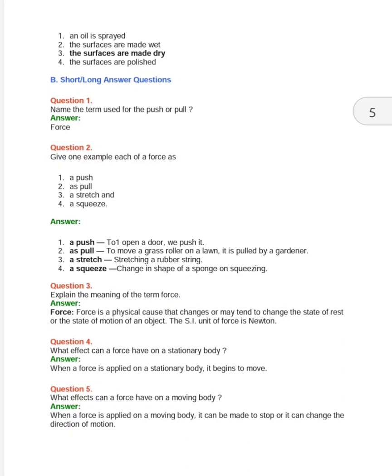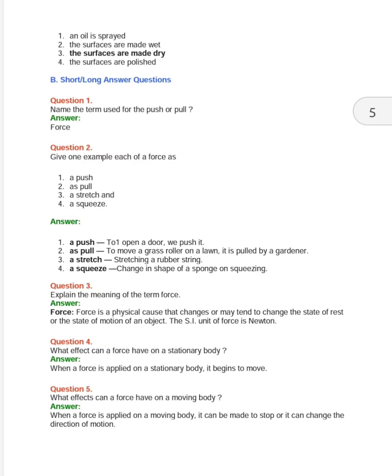Question 3. Explain the meaning of the term force. Answer. Force is a physical cause that changes or may tend to change the state of rest or the state of motion of an object. The SI unit of force is Newton.